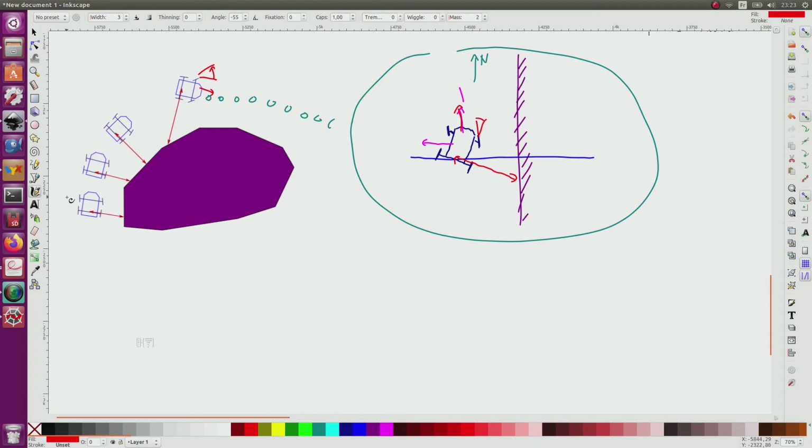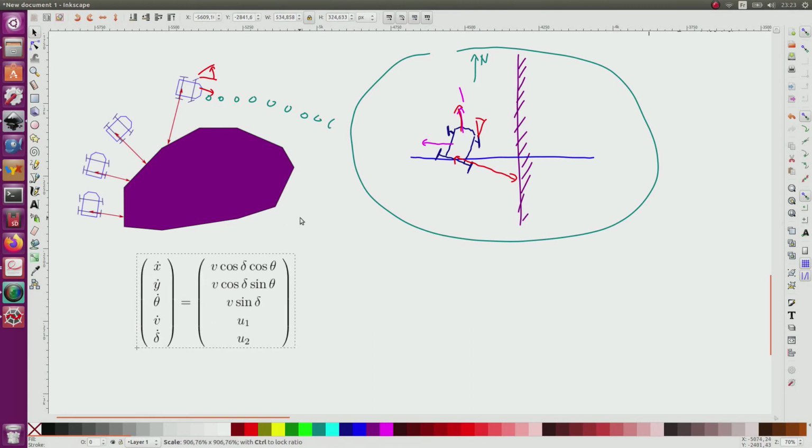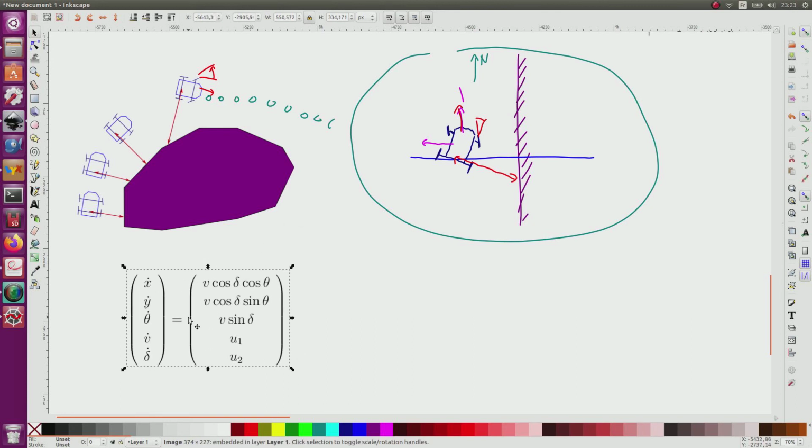So for this, we take the previous model, which was given like this, and we'll adapt this. So this model corresponds to the real world.